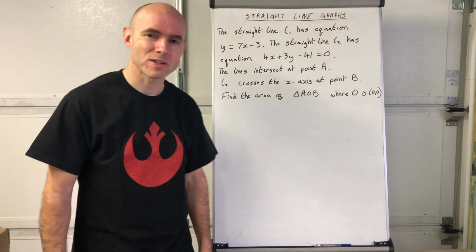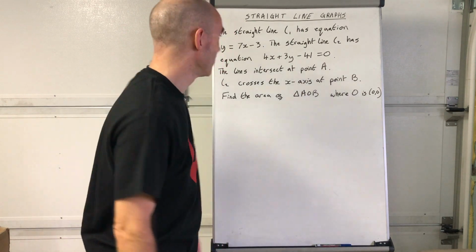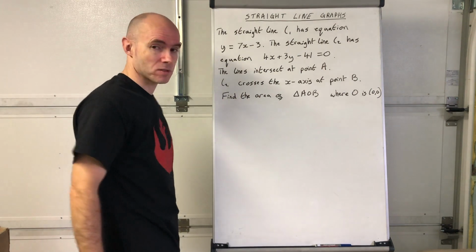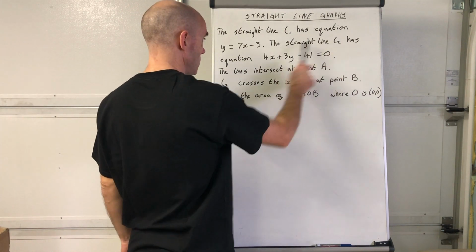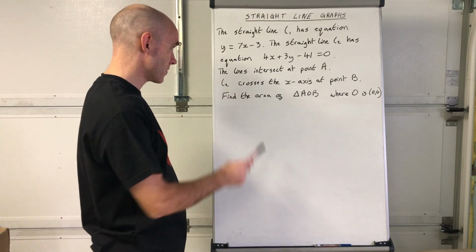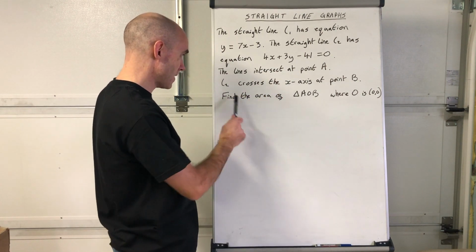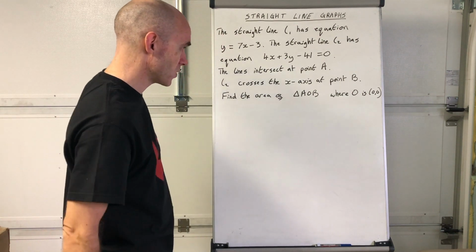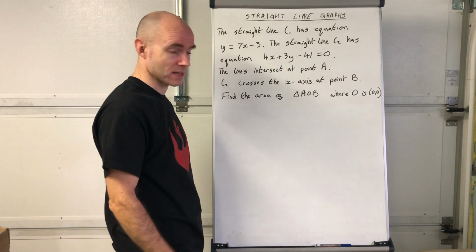Okay, let's have a look at this last example then. The straight line L1 has equation y equals 7x minus 3. The straight line L2 has equation 4x plus 3y minus 41 equals 0. The lines intersect at point A. L2 crosses the x-axis at point B. Find the area of triangle AOB where the origin is marked as O.